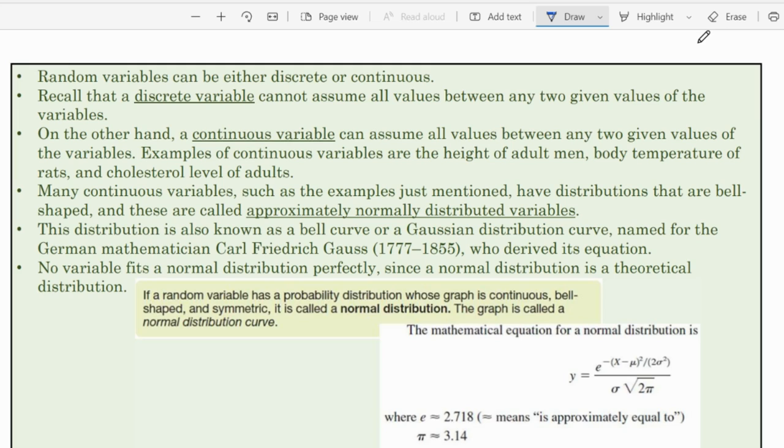Many continuous variables, such as the ones that we just talked about, have distributions that are bell-shaped, and these are called approximately normally distributed variables. Lots of adjectives. This distribution is also known as a bell curve or a Gaussian distribution curve. It's named after the German mathematician Carl Friedrich Gauss, and he invented all sorts of stuff about electricity and energy.